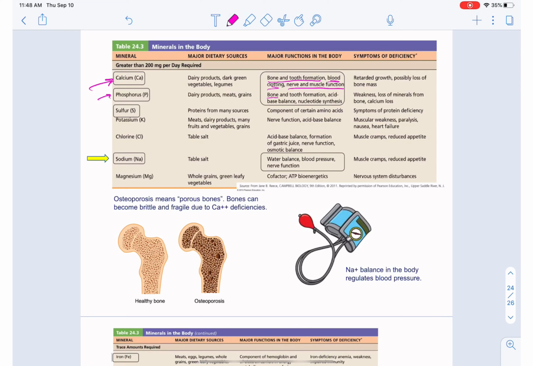Phosphorus is also important for bone and tooth formation. Sulfur is a component of certain amino acids, so you need sulfur to build specific amino acids. Potassium is also involved in nerve function.